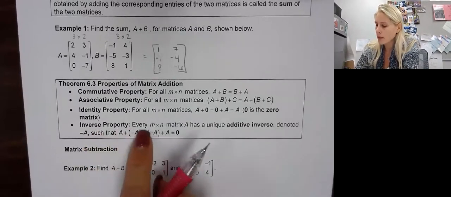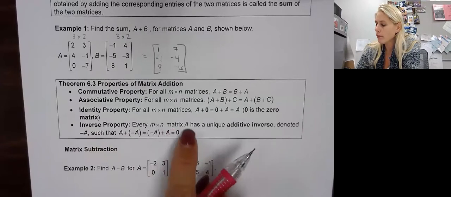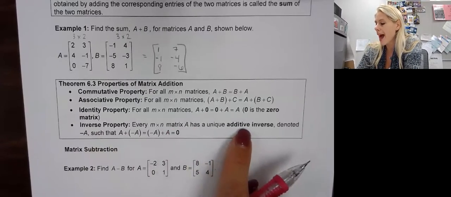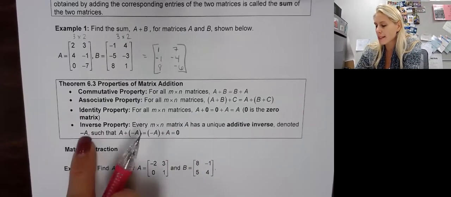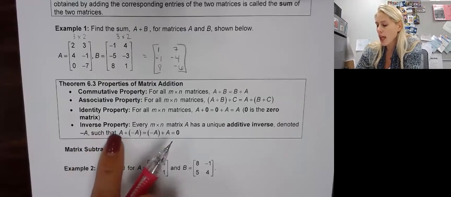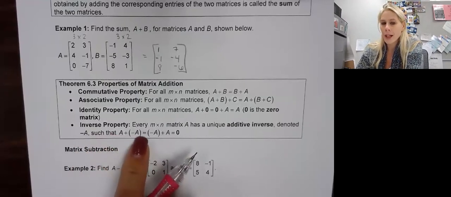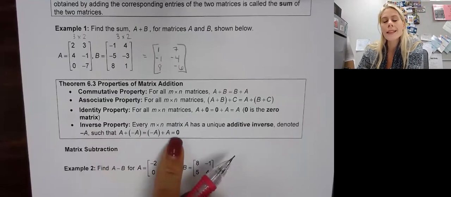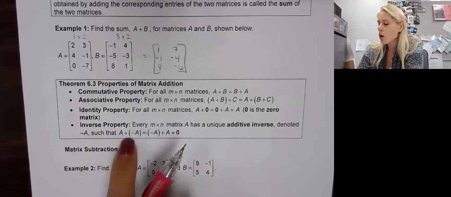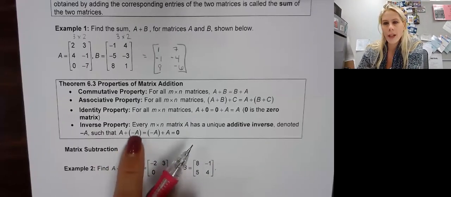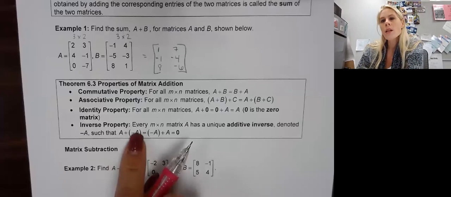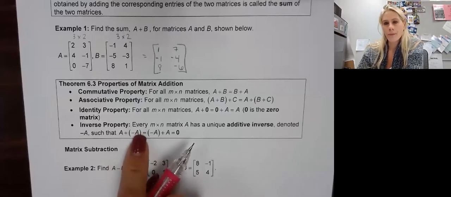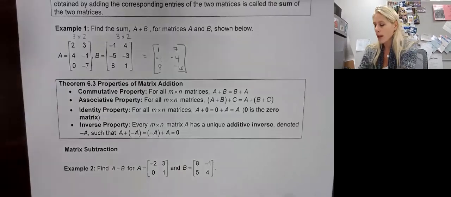The identity property. In other words, if you have a matrix and you add the 0 matrix, which is just zeros as all the entries, you get itself. Inverse property means that every matrix A has a unique additive inverse, denoted as -A, such that A plus -A equals 0. Okay, so we're going to talk about this -A in a minute, because of course you can also say this as -1 times the matrix A. So we'll talk about that in a minute.